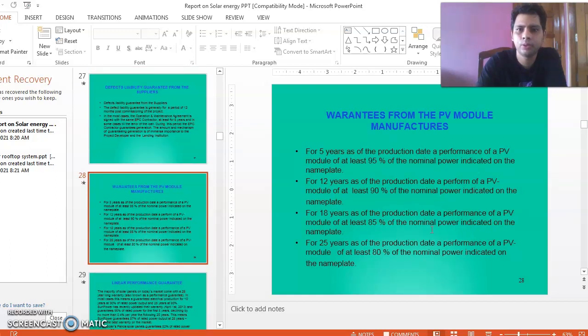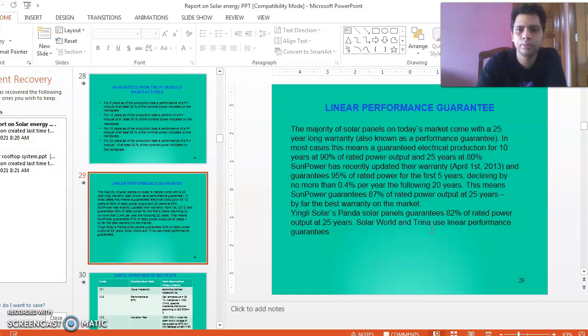Warranties from the PV module manufacturer: 5 years, 12 years, 90%, for 18 years 85%, 25 years 80%. This is the linear performance guarantee. Generally linear performance guarantees come for 25 years. For the first year, degradation loss is around 2 to 2.5% in the PV modules.